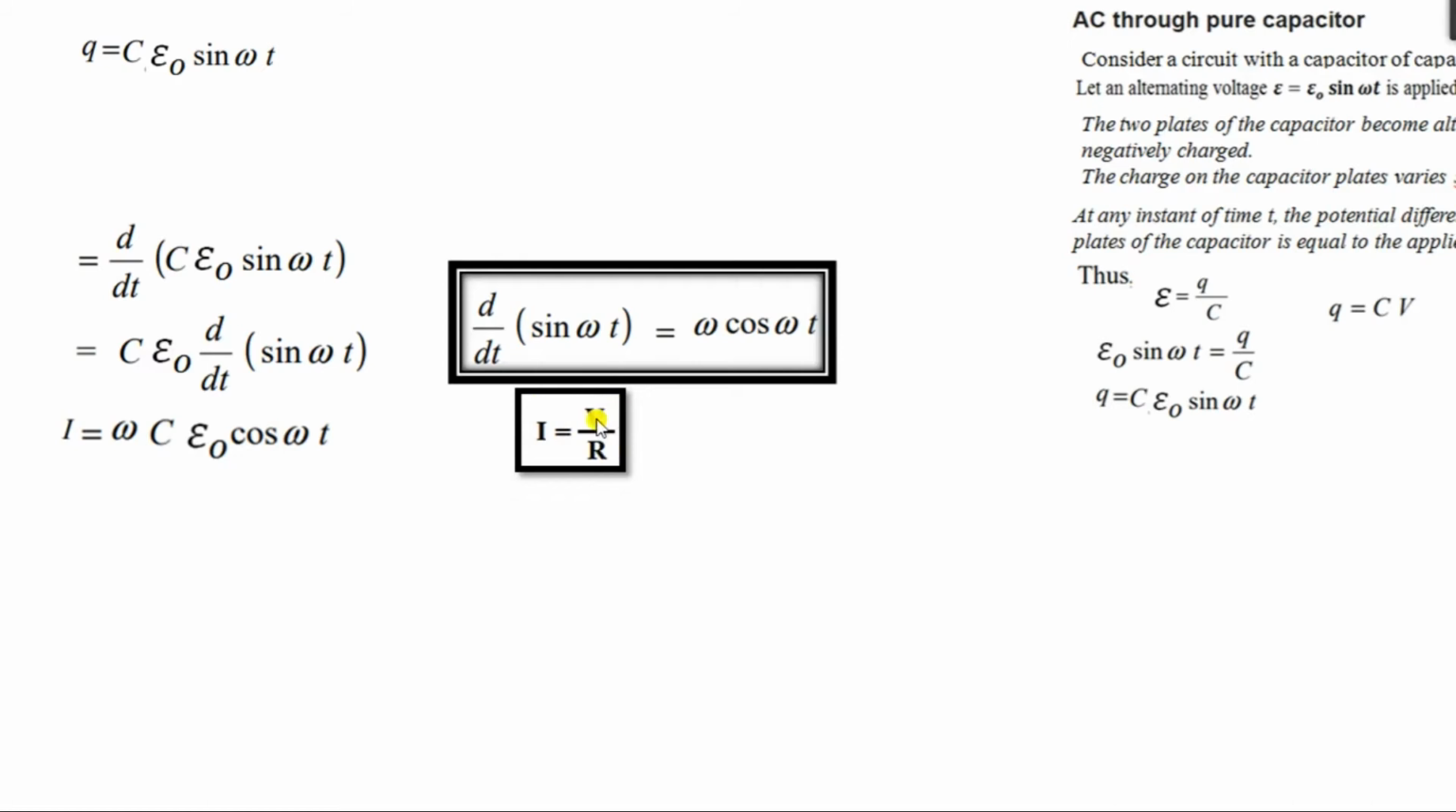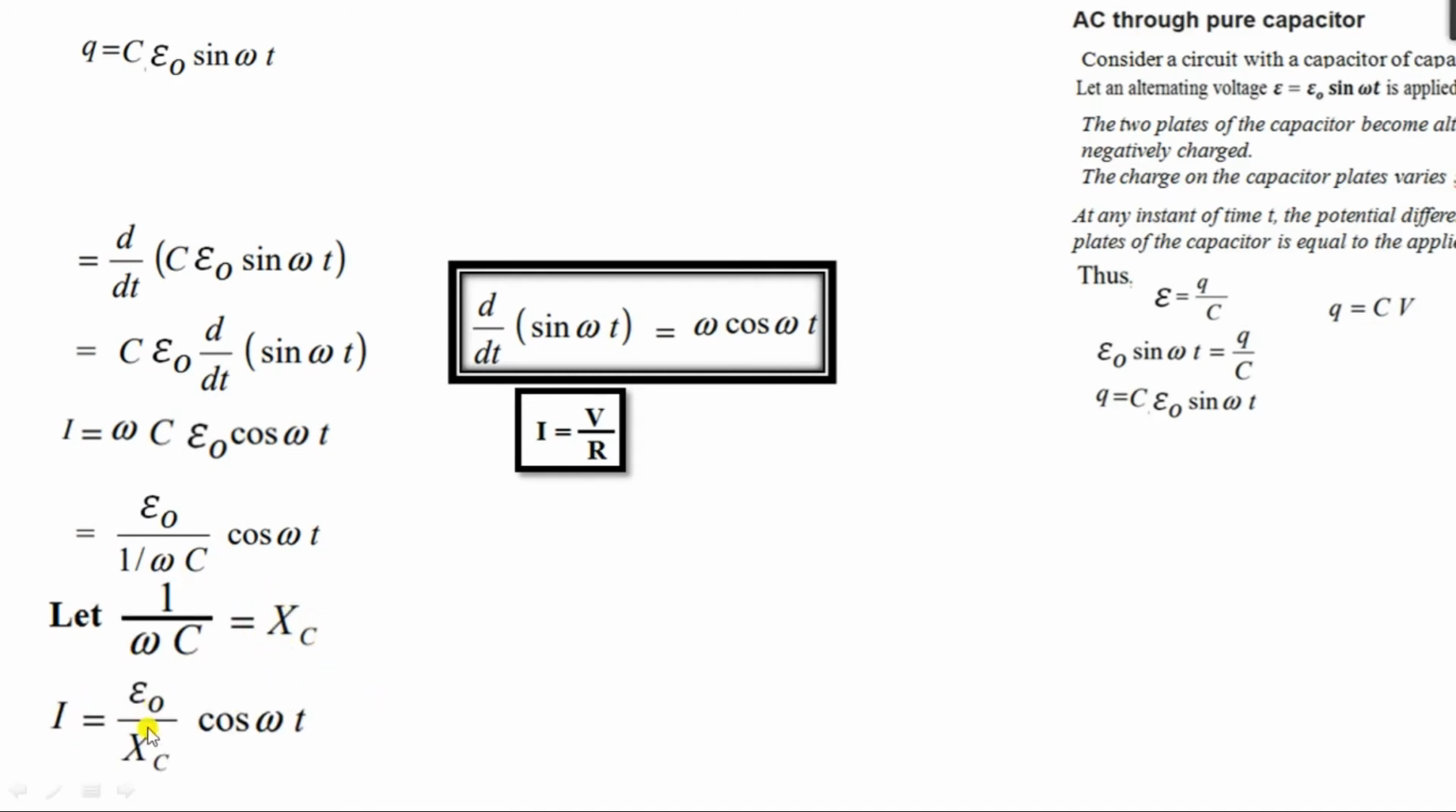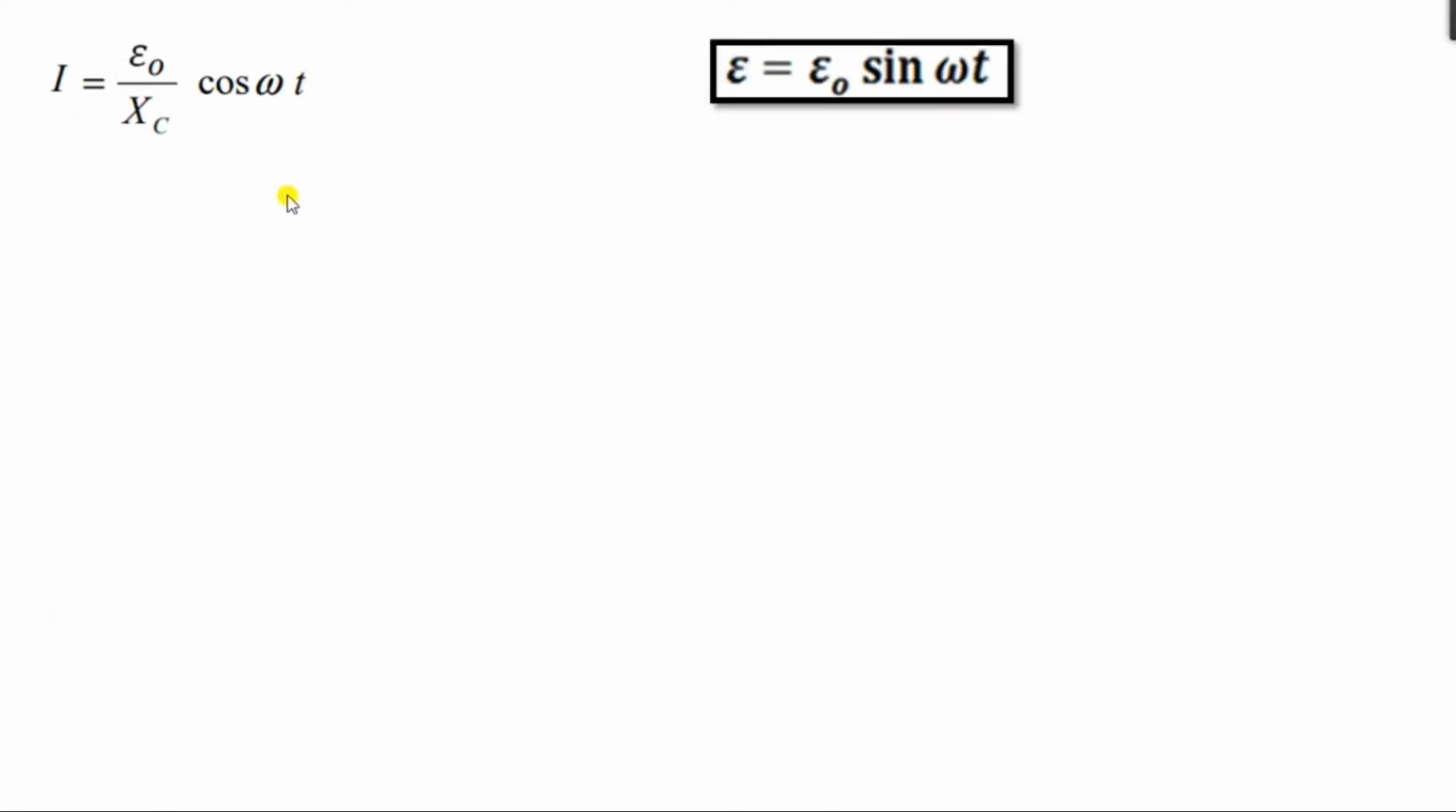Now I will make the equation in the form I = potential by R. The potential is E0 cos ωt, so I have to take care of this ωC. It has to go to the denominator, and when you take it to the denominator it will look like this: E0 divided by 1/(ωC), cos ωt. Now I'll put 1/(ωC) = XC. So you will get I = (E0/XC) cos ωt. This is the expression of current.